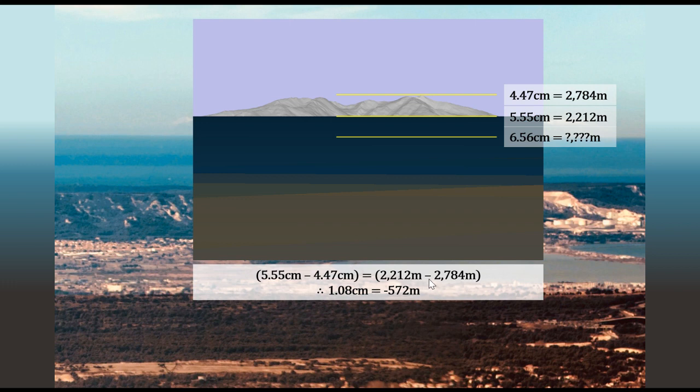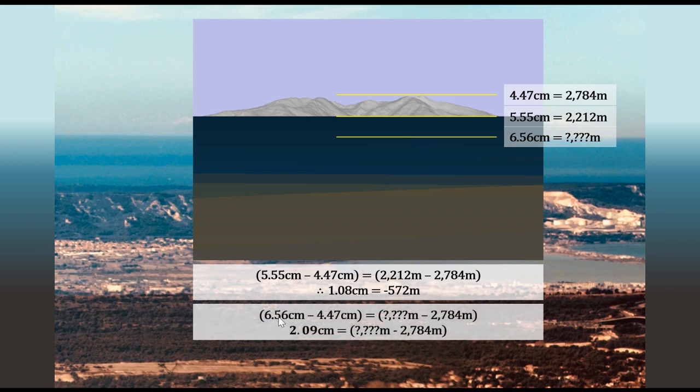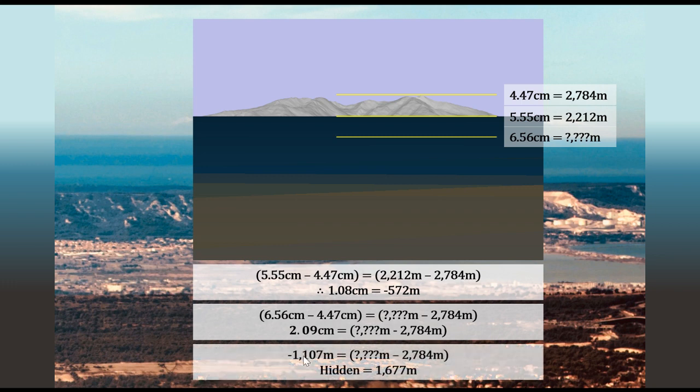So we have a scale, and we can then use that scale to work out where this line is, where this intersects Canigou. So we have the horizon in the photo minus the top of Canigou, and we want to know at what height that is against Canigou. So there's 2.09 centimeters difference between these two, but how many meters is that? Given 1.08 centimeters is 572 meters, it works out to be 1,107 meters. So we know that this line, the true horizon in the photograph, is at a height of 1,677 meters. So even now, flat Earth is gone.